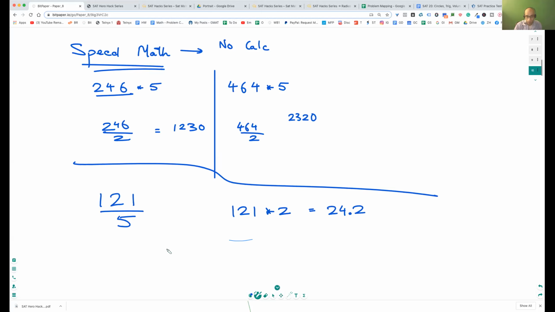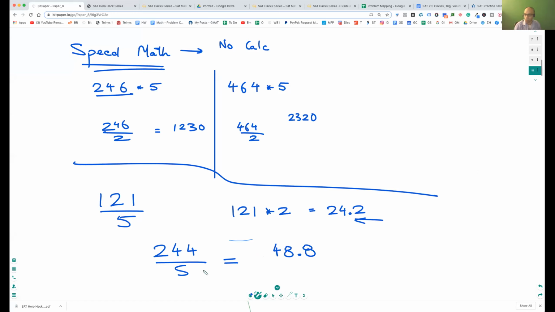So let's try one more. Let's try 244 divided by 5. Let's see how many of you can get it in less than 10 seconds. Well done, Aisha. Remember, this time you're going to put the decimal over here. Dividing by 5 means multiplying by 2. So how do you do this? Multiply this by 2, you get 488, and then put a dot over here.